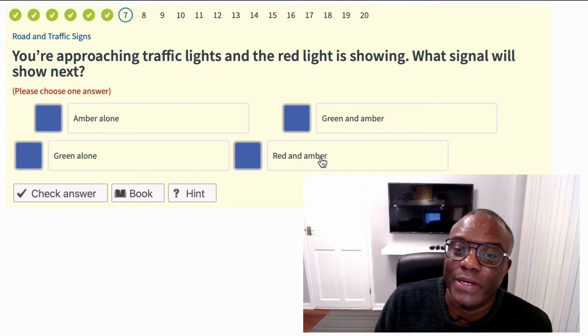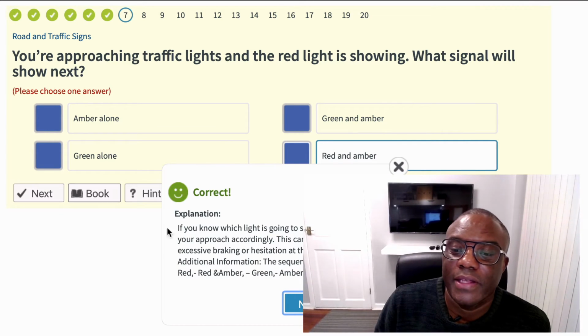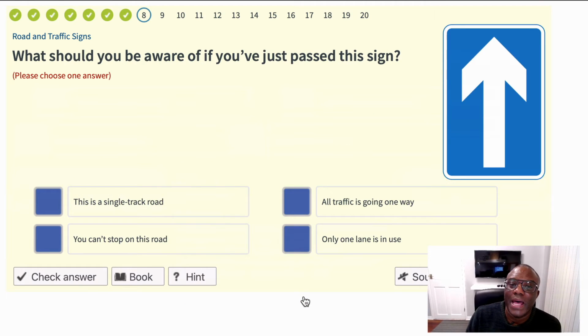Red and amber means get ready. That's what you do if you're taking driving lessons, you're doing your POM, P-O-M, for those of you who know what I'm talking about. And click that. And again, correct. Number 8, what should you be aware of if you've just passed this sign?